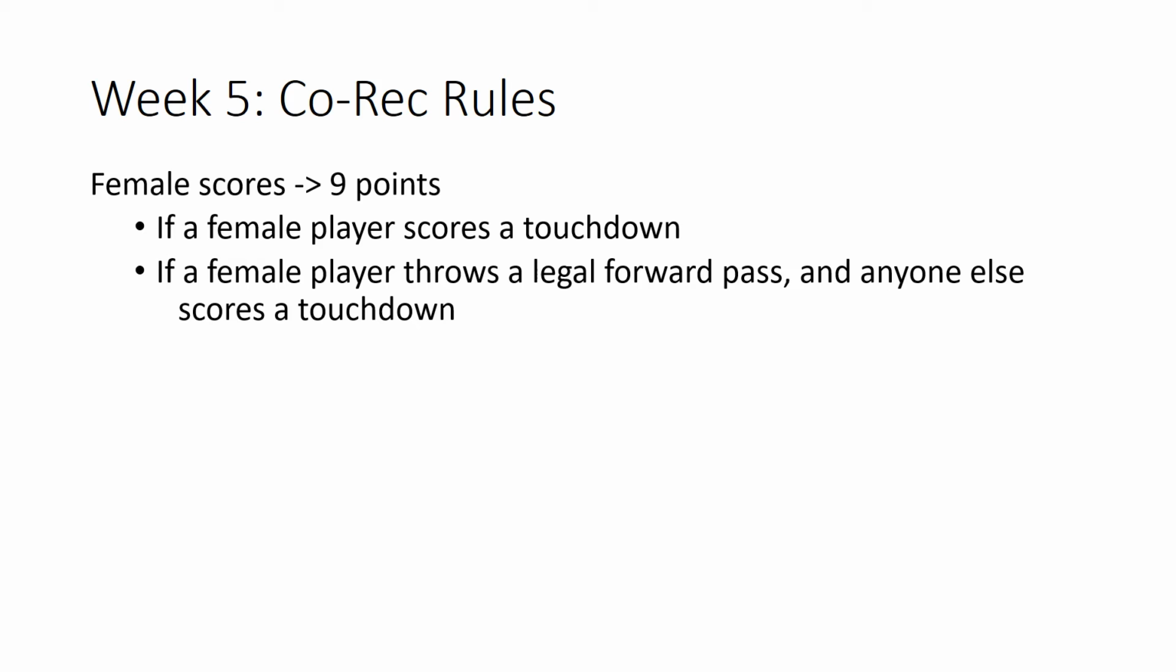If a female player throws a legal forward pass, and anyone else on that team scores a touchdown during that down, that team will receive 9 points for that touchdown. You can't have a change of possession during that down. So for example, if there's an interception and the defense gets possession, and the offense somehow gets the ball back and subsequently scores a touchdown, no matter any female involvement, you will only receive 6 points for that score.